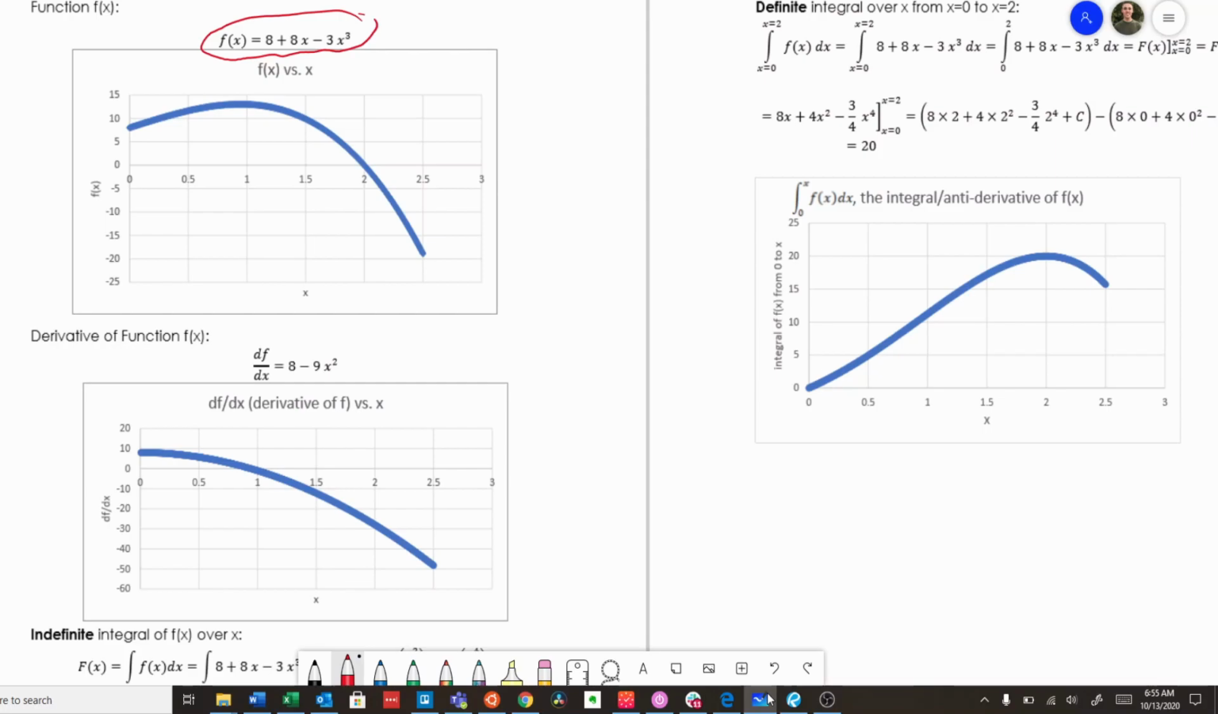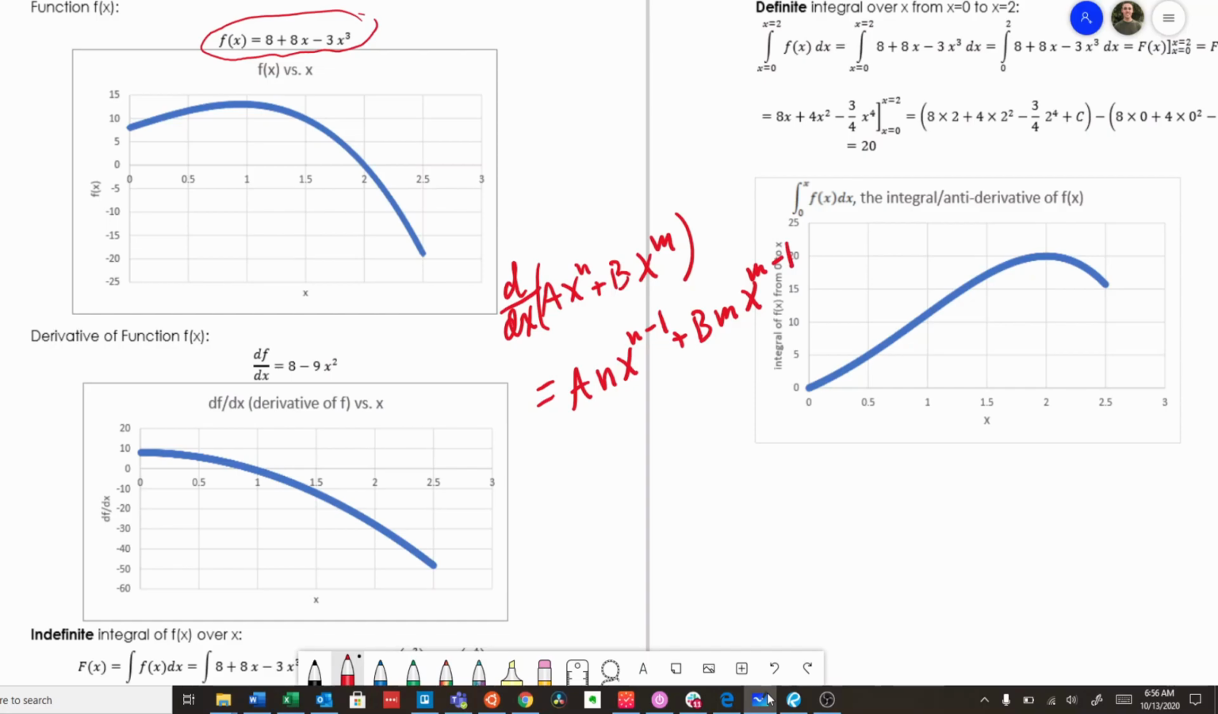The derivative, df dx, of this would be, because of the power rule, which says that for a x to the n, say, plus b x to the m, if you take the derivative of that, it's going to be a times n x to the n minus 1 plus b times m x to the m minus 1, right? So that's the derivative of this function.